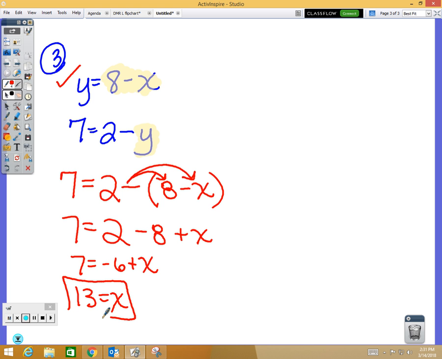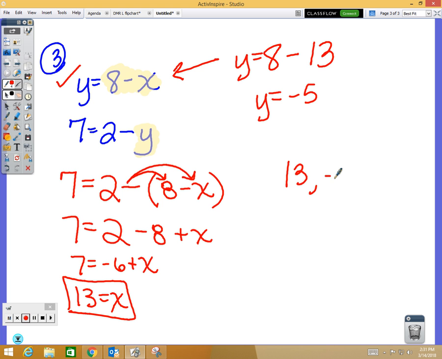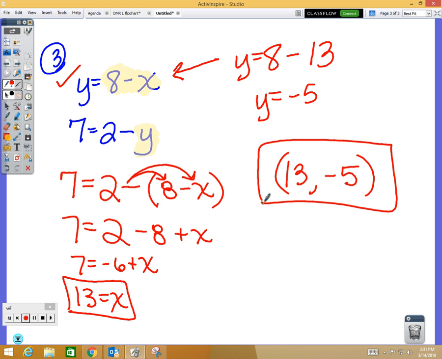X is 13. So coming back up here, obviously I can't plug x into the second equation. I'm going to have to use this first equation. And if I'm saying that y equals, instead of 8 minus x, 8 minus 13, then that means y has to be negative 5. So your final answer should be 13, comma, negative 5. Okay?